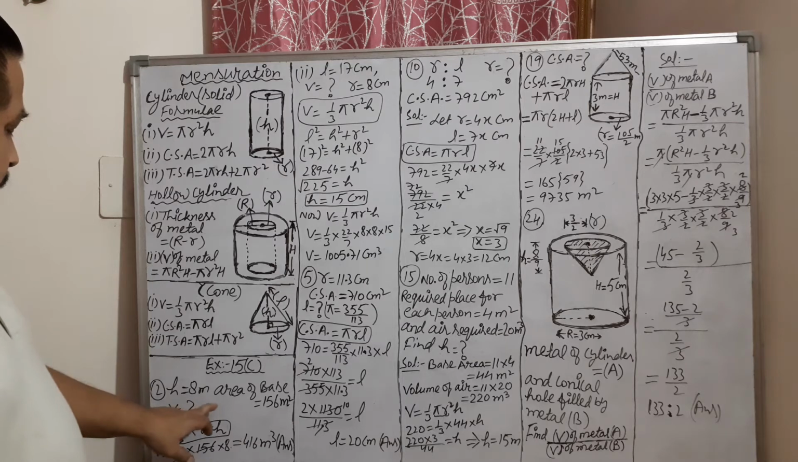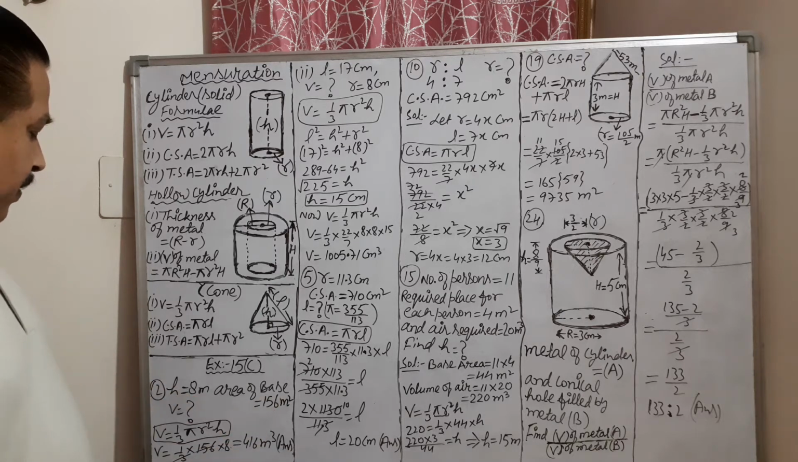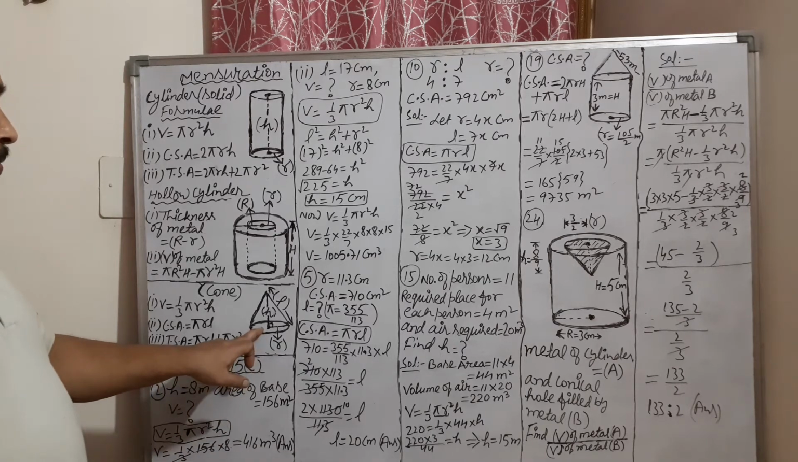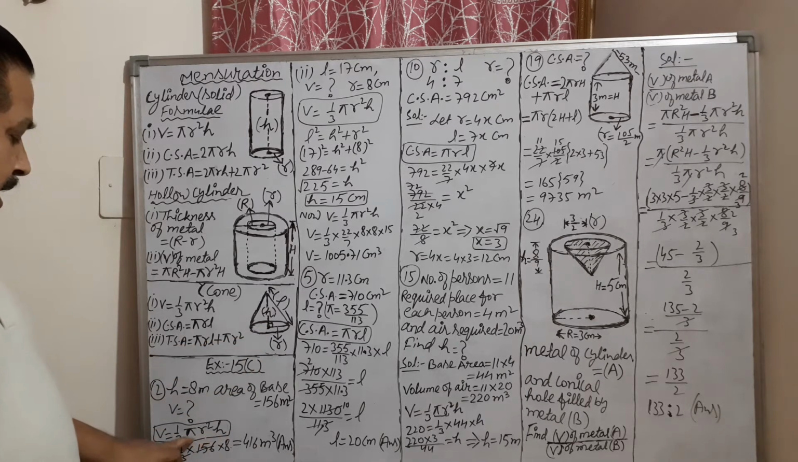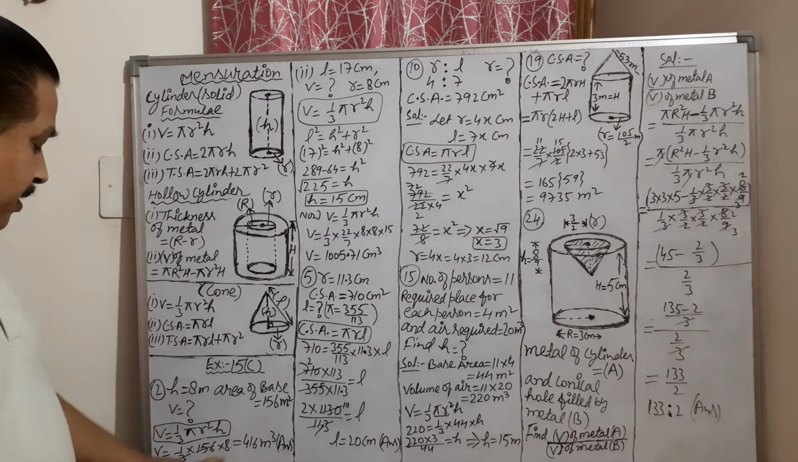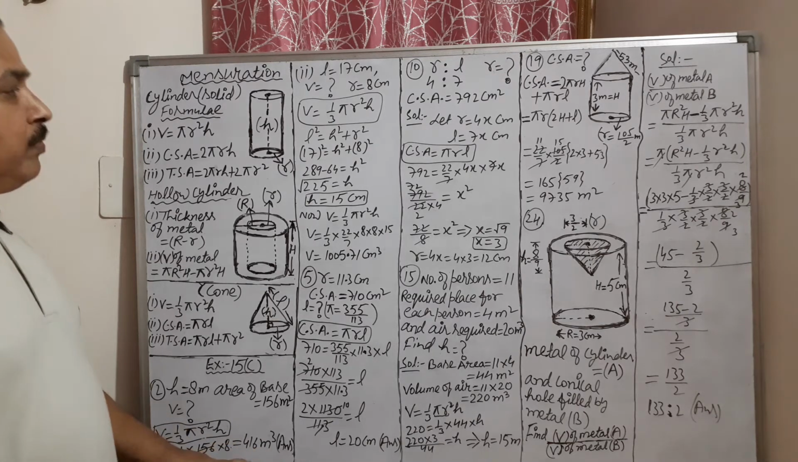Question number 2. H is given and the base area of the cone is given, 156. Find the volume. The volume formula is 1 upon 3 pi r square h. Pi r square is the base, you know. So this is pi r square. In place of pi r square you can write straight away 156, and the height is 8. 416 meter cube is the volume. Answer.